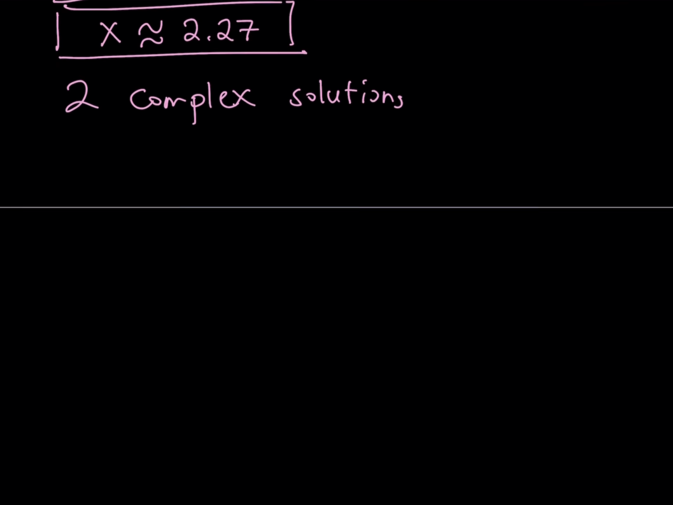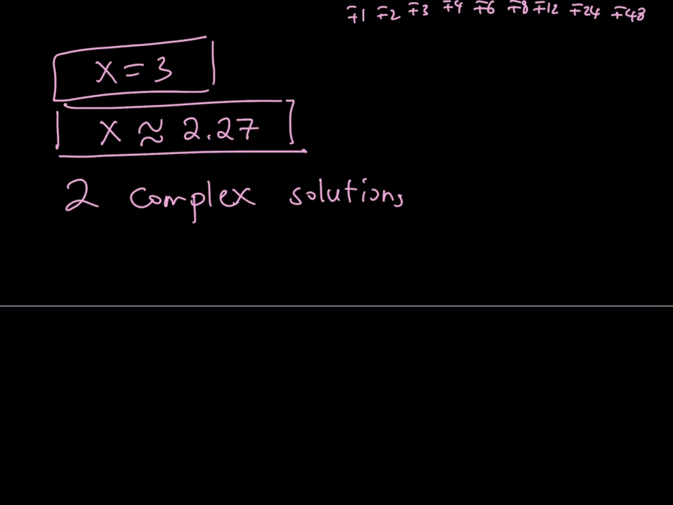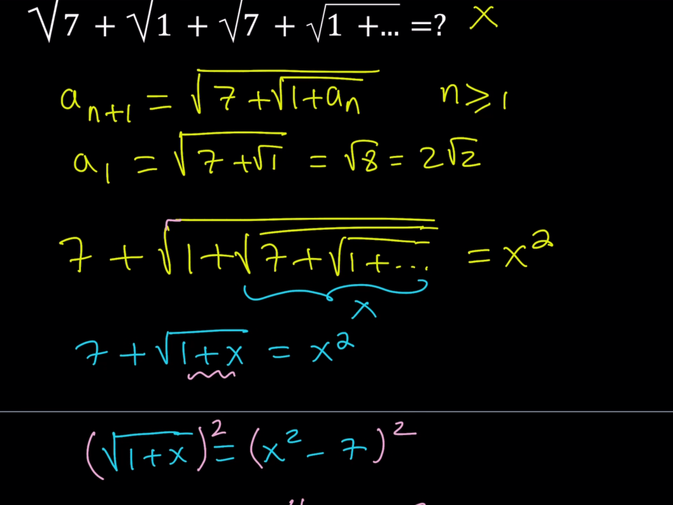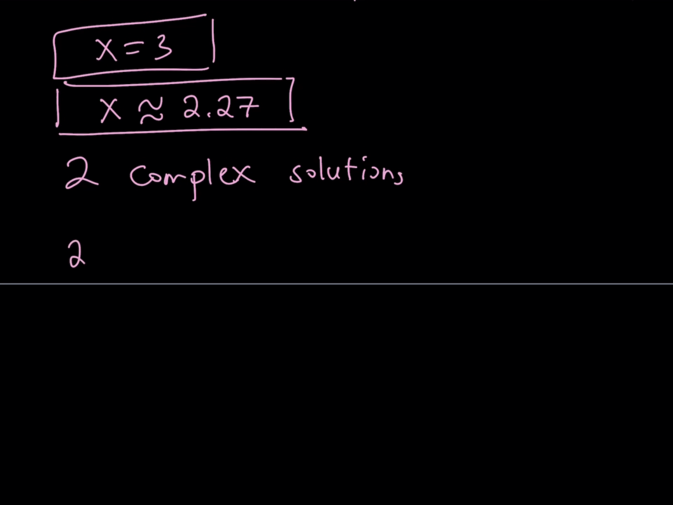So let's go ahead and dig deeper into this, because I got like two candidates, and I want to know which one is more likely to be the limit. So let's go ahead and take a look at it from another perspective. Now, we defined our sequence as follows. a sub n plus 1 is equal to that, and a sub 1 is 2 root 2. So at least we know the first term, and 2 root 2, by the way, is about 2.8.